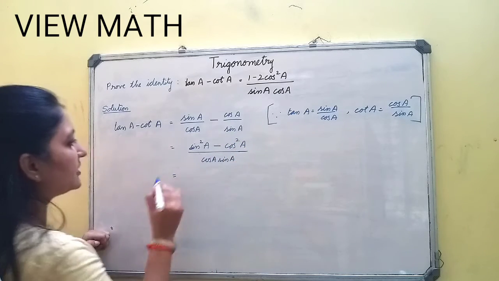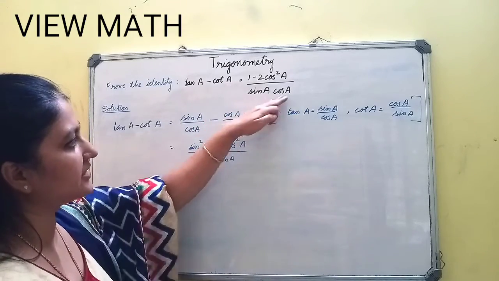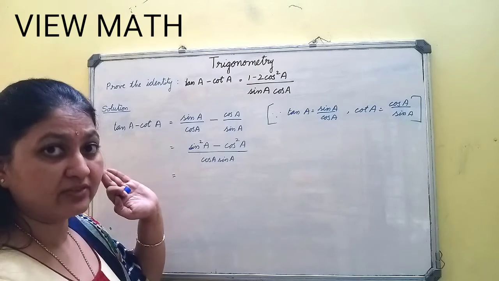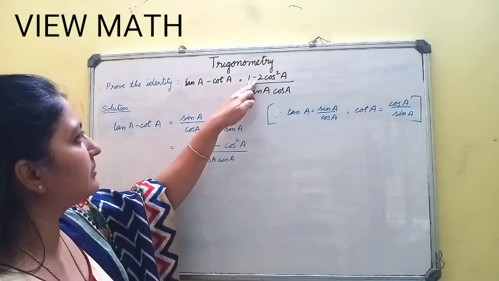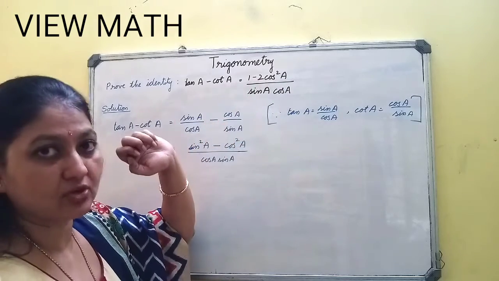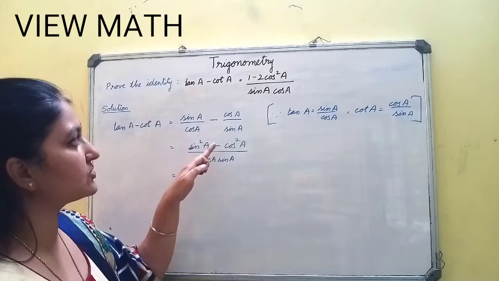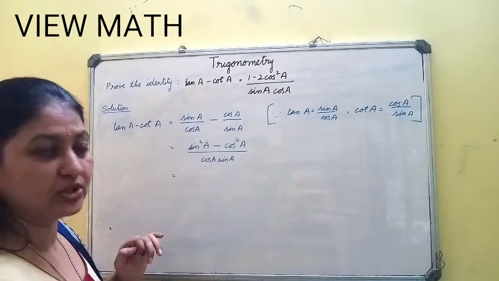Now let me compare what we have to prove. Now denominator sin A cos A, again the same thing, cos A sin A. Denominator we have got. Now numerator alone we have to get. So what is the numerator? 1 minus 2 cos square A. So in the numerator we only have cos A terms. Here sin A is there. So I have to change the sin A to cos A so that I'll be able to prove the numerator. I have to think how to do that.